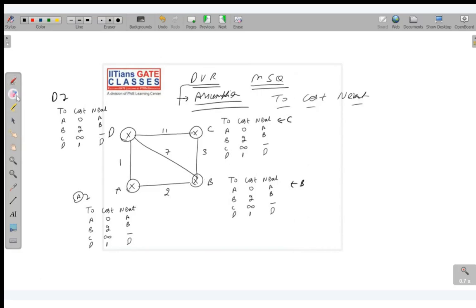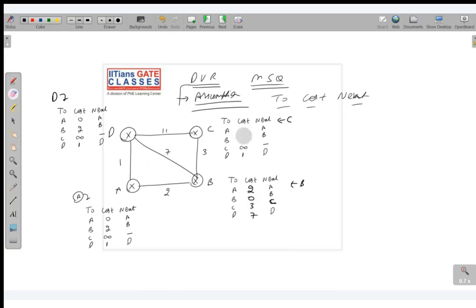So B to A cost. You will say B to A cost. B to A cost is 2. Next is A only. B to B cost is 0. Next is B only. B to C cost is 3. And next is C only. And B to D cost is 7. Next is D only. Any doubt?